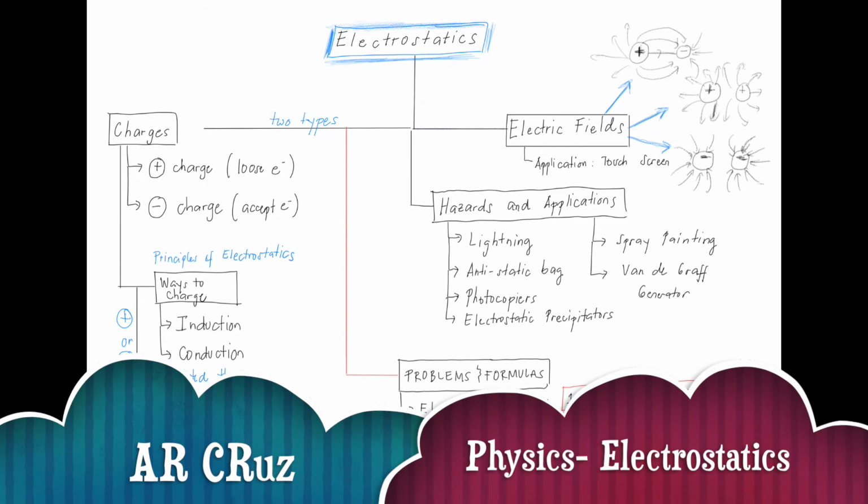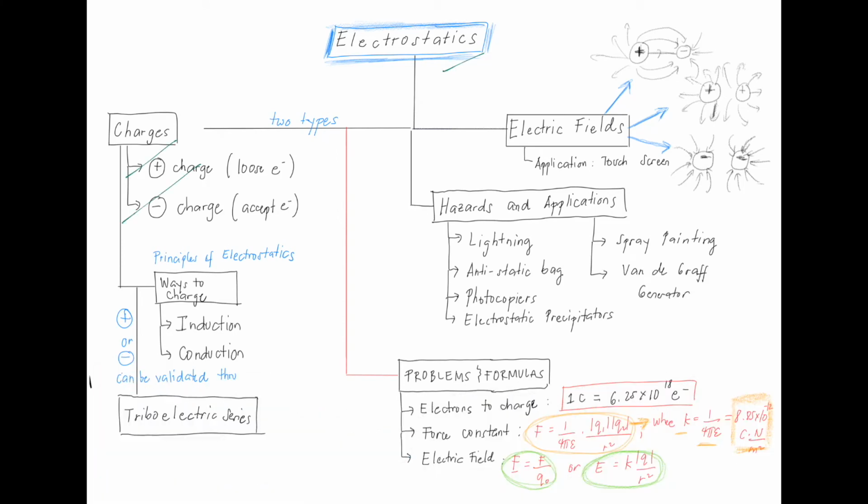Let's talk about electrostatics. And we're done already with the charges. We have the positive charge and the negative charge. Once we say positive charge, an object loses electrons, and once negative charge, an object accepts electrons. We have the principles of electrostatics, wherein we have ways on how to charge an object. We have charging by induction and charging by conduction.